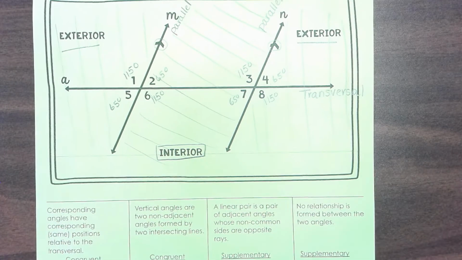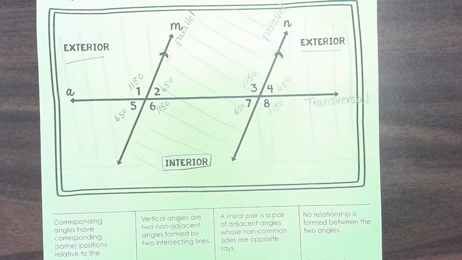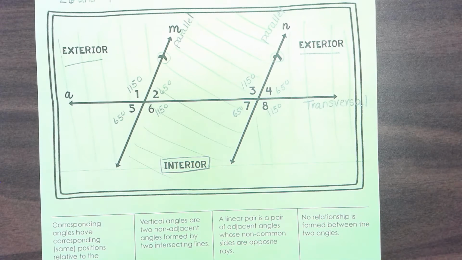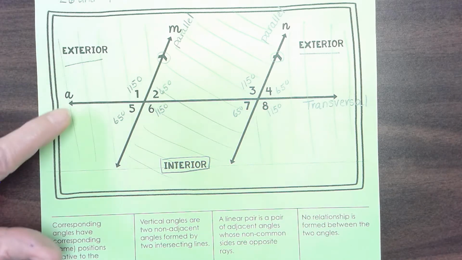Okay, going to corresponding angles. Corresponding angles have the same position, the same spot on the transversal, but a different parallel line. That's a better way to say it. These can be inside or outside.